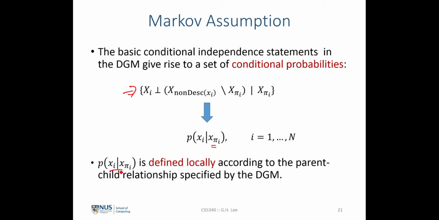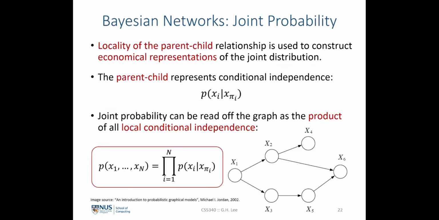Hence, in this conditional probability, we define a local parent-child relation as specified by the directed graphical model, and this directly corresponds to the arrow that is pointing. So if I have xi and x pi i, the parents of xi, all I need to do is look at the set of parents of xi in order to write down the factorized conditional probability distribution in this particular way. So the locality of the parent-child relation is used to construct the economical representation of the joint probability distribution.